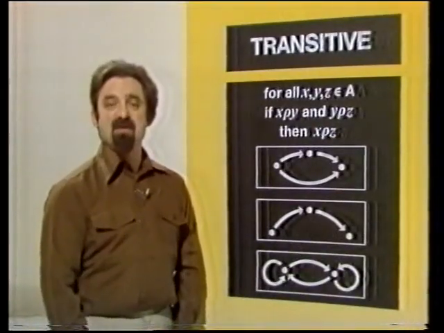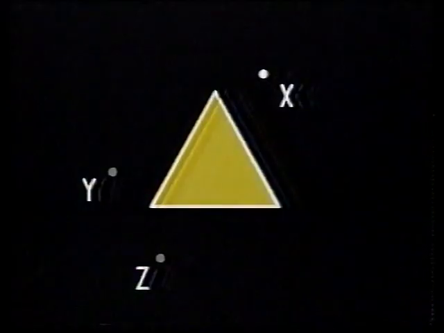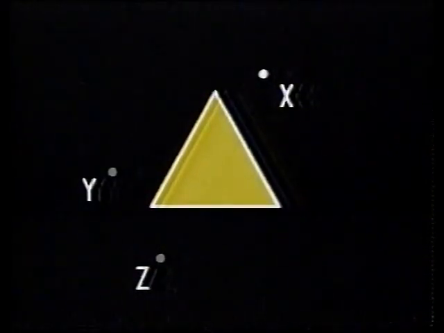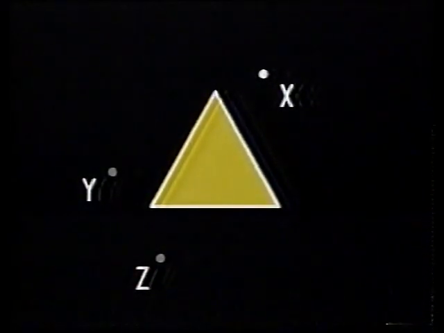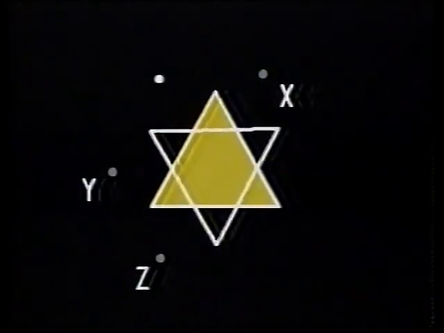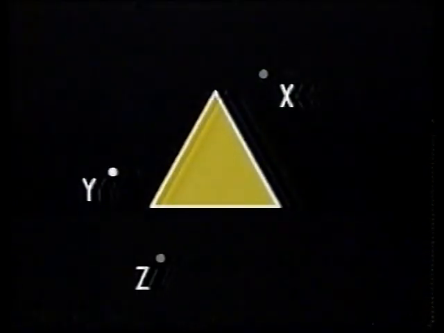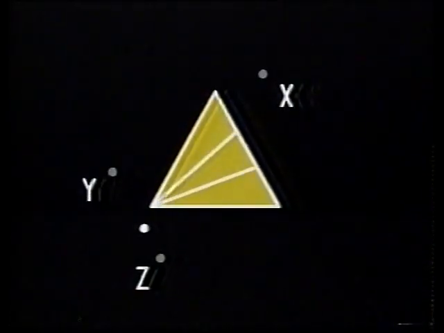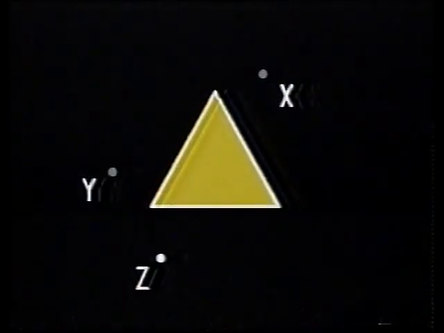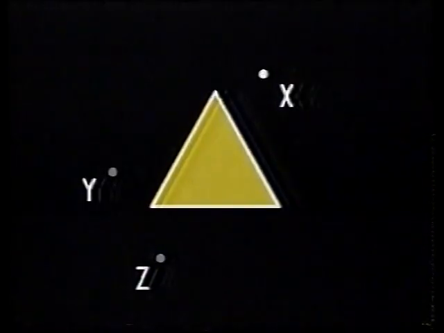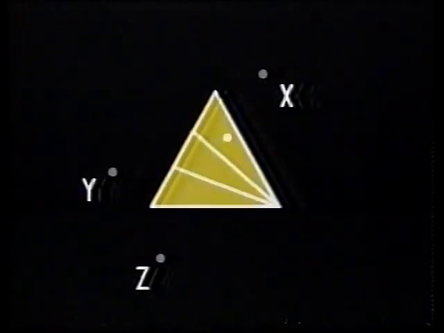Let's see what this means for our example. For this choice of x, y, and z, x is related to y by rotating by 2 pi by 3, and y is related to z, say by reflecting in this axis. But x is directly related to z by reflecting in this new axis.